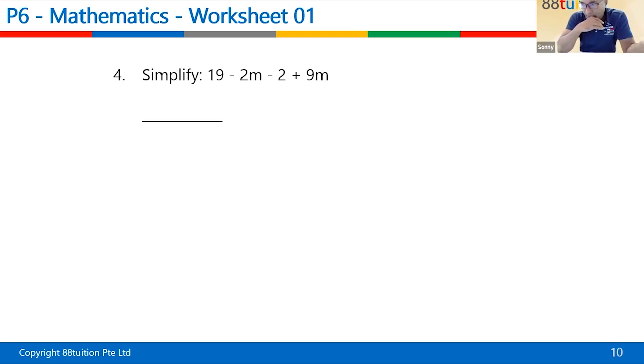So this is algebra and numbers together. If you look at this equation, you deal with the numbers first. 19 minus 2, what do you get? 17. Correct. So you got that part sorted. So 17 remains.